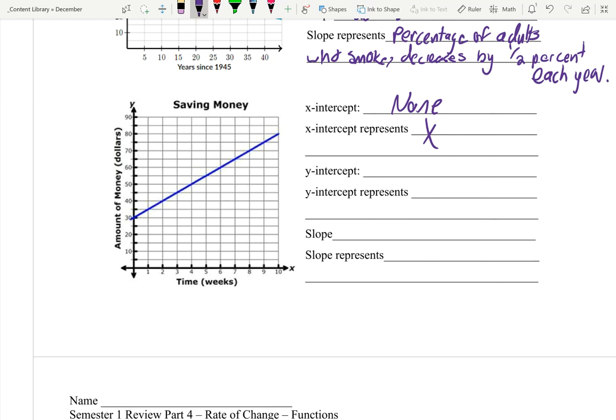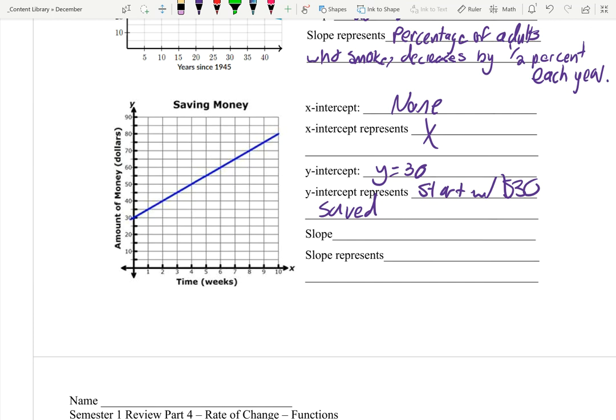All right, Y-intercept. We do clearly have a Y-intercept where it hits the Y-axis. This line hits the Y-axis at about 30. So the Y-intercept, we'll say Y equals 30. And what does this represent? Well, remember, this is 0 weeks. So at the beginning, the amount of money saved is 30. So essentially, they start off with $30 saved.